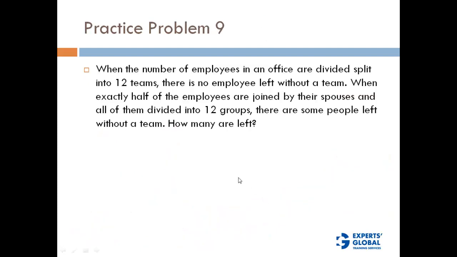Let's move to this problem. Please give it a shot. When the number of employees of an office are divided into 12 teams, there is no employee left without a team. So that means the number of employees, let's say that is n, is some multiple of 12. So n is equal to 12 times k1, let's say, right?